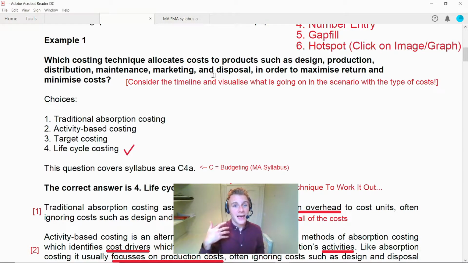So we've got on here: which costing technique allocates cost to products such as design, production, distribution, maintenance, marketing, and disposal in order to maximize return and minimize costs. As I was reading that through when I was doing the notes for this, I thought, well, that timeline there, we've got costs from the start of production all the way to the end and disposal as well. So you've got to consider a sort of timeline effect on here and try to visualize a scenario for what type of costs we actually have in here, because as you can see on the choices, we've got traditional absorption costing, activity-based costing, target costing, and life cycle costing.